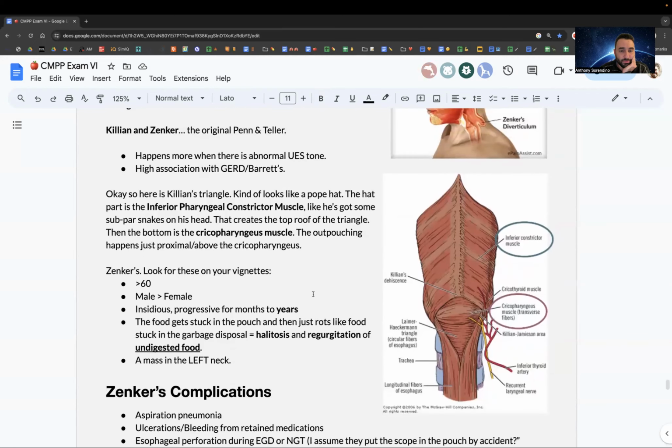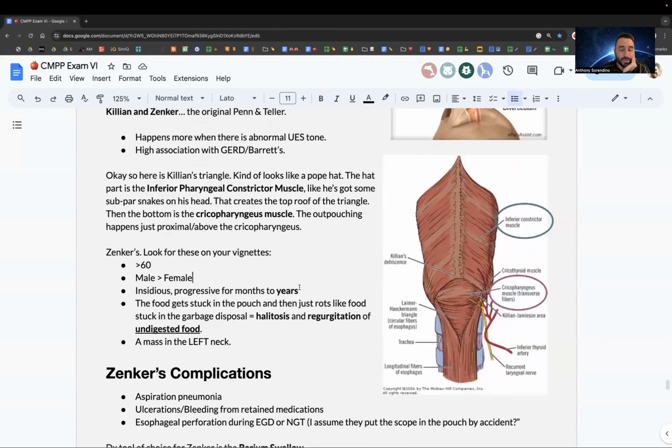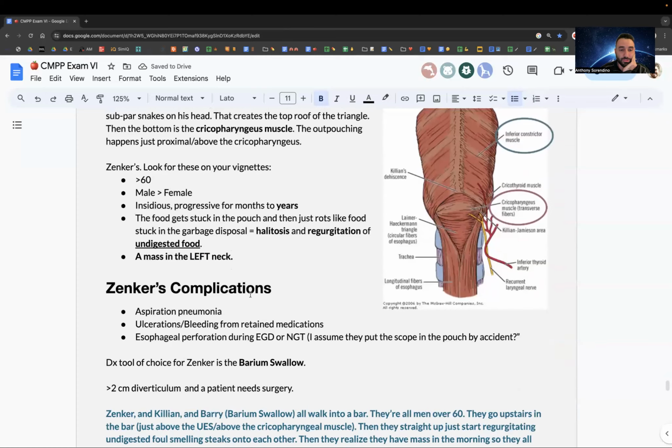And you're going to look for this on your vignette: somebody greater than 60, a male, something that's been progressive for months to years. And then halitosis and regurgitation of undigested food, like food getting stuck and rotting in a garbage disposal. It's just going to come up undigested, and it's going to smell awful. You're also going to see a mass in the left neck. So again, something to look for on a vignette for Zenker's.